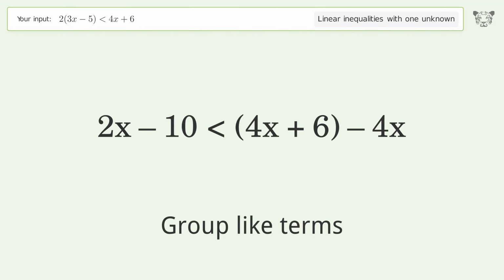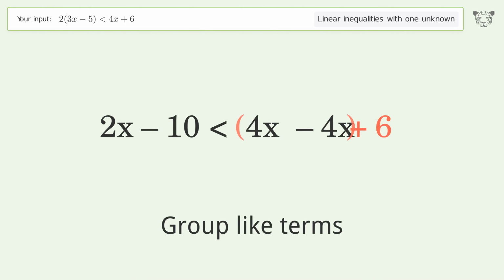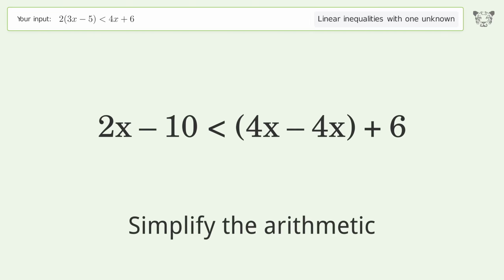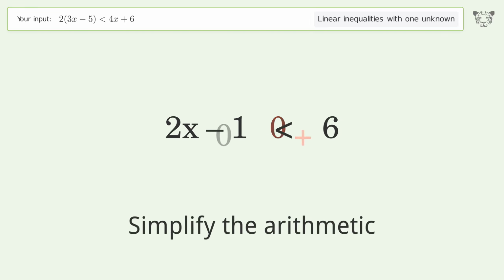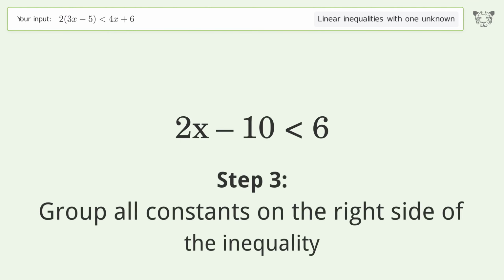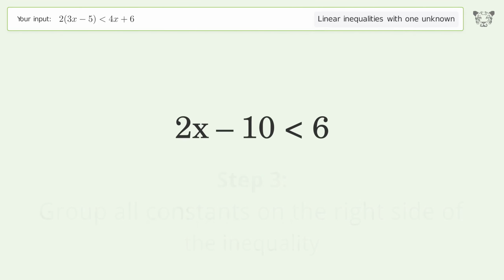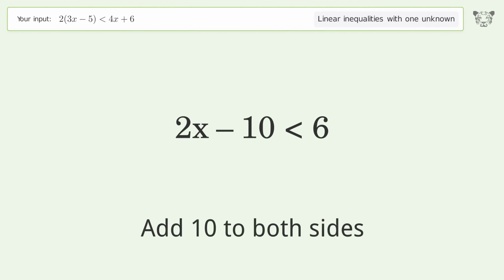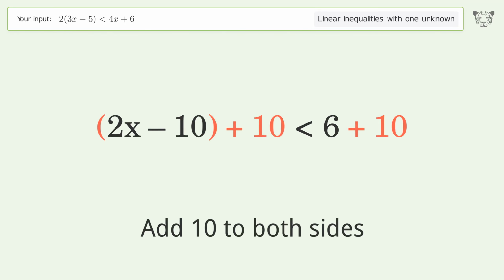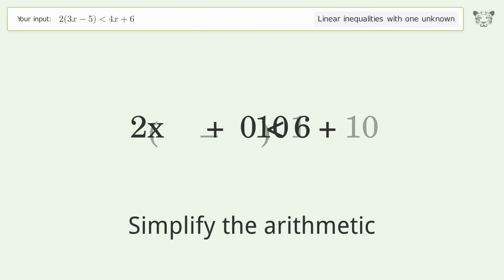Group like terms. Simplify the arithmetic. Group all constants on the right side of the inequality. Add 10 to both sides. Simplify the arithmetic.